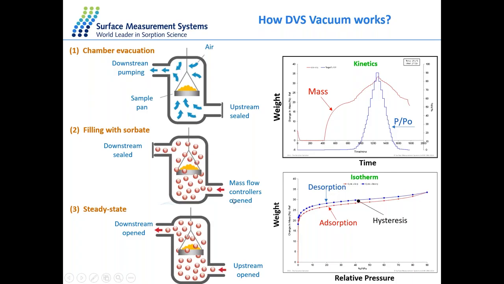Now, once the sample is cooled to adsorption temperature, let's say we go from 400 to 25 degrees, we introduce the water vapor. The water vapor pressure is shown by the solid blue line. The way we do it, we go from 0%, let's say, to 0.1%. As we do that, the downstream will be closed. We open the mass flow controller to fill up the chamber with this amount of water vapor. And once we reach the set pressure, both upstream and downstream are open.